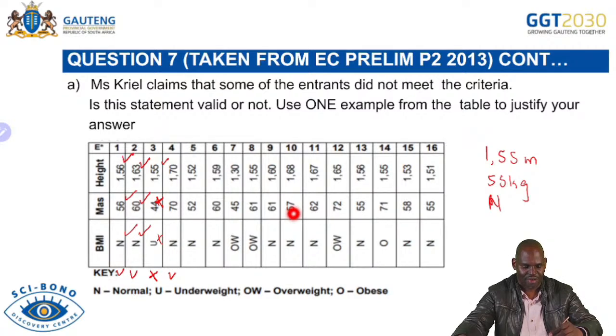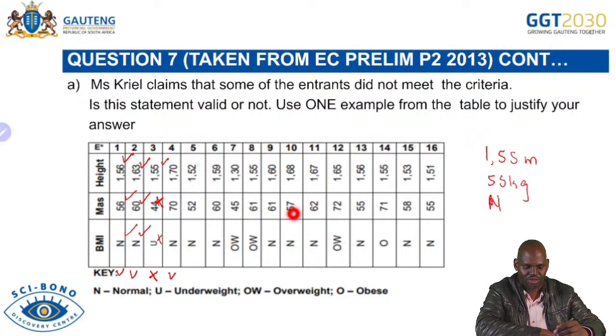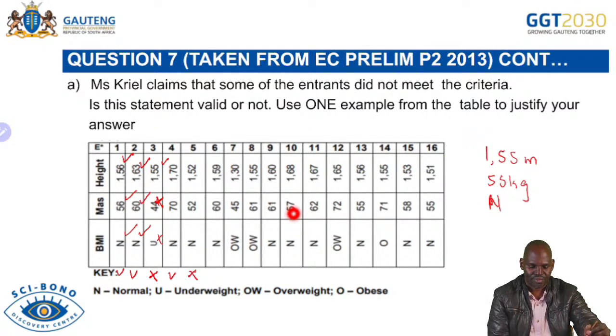Entrant number 5, does entrant number 5 qualify? 1.52. It's less than 1.55. And then 52 is less than 55. And then this one, as long as the entrant does not meet the requirement for one of the 3, so that will be automatically out. So this one is out, entrant number 5. Entrant number 5 is out, and then entrant number 6 is in.